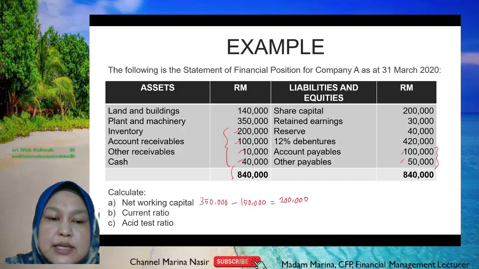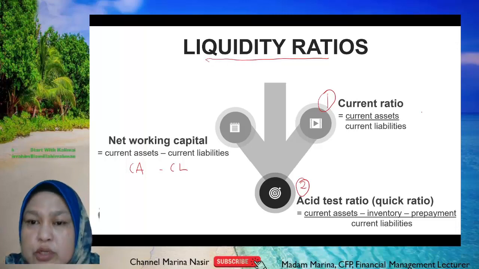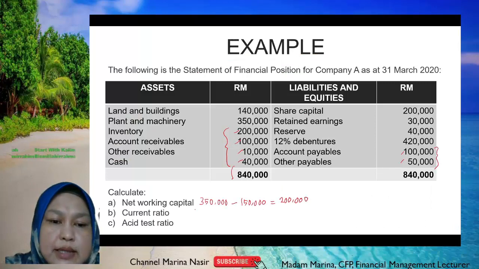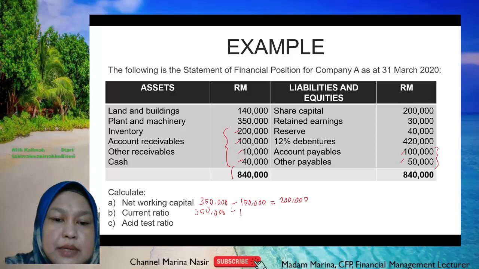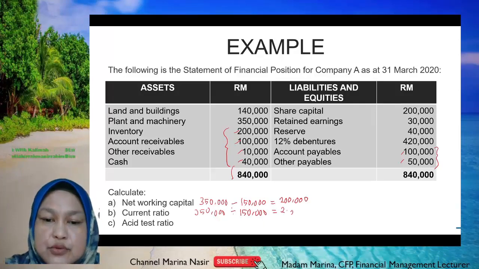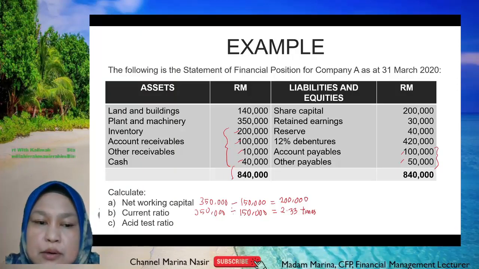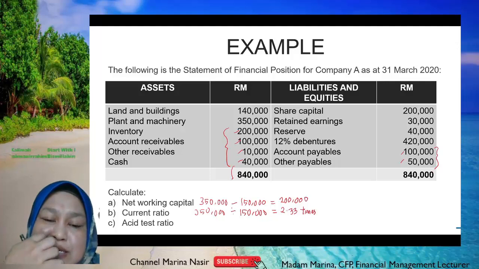The second one is current ratio. How to calculate current ratio? This is the formula: current asset divided by current liabilities. Current asset 350,000 divided by current liabilities 150,000. So what is our answer? 2.33 times. Okay, what is meant by this answer or this ratio?